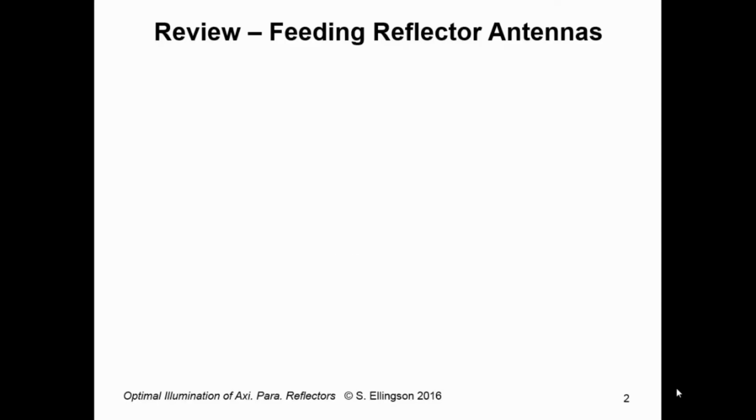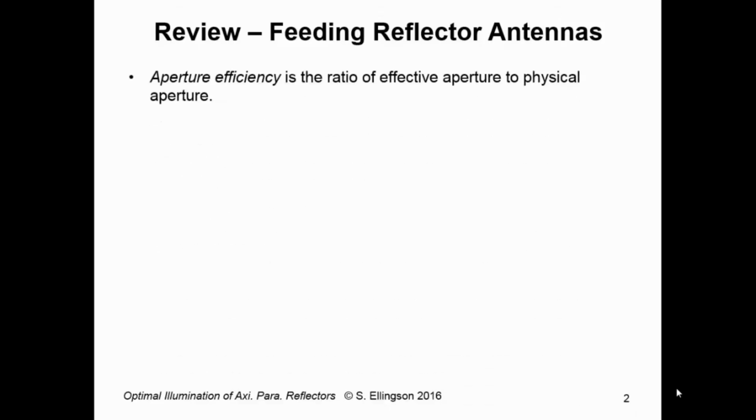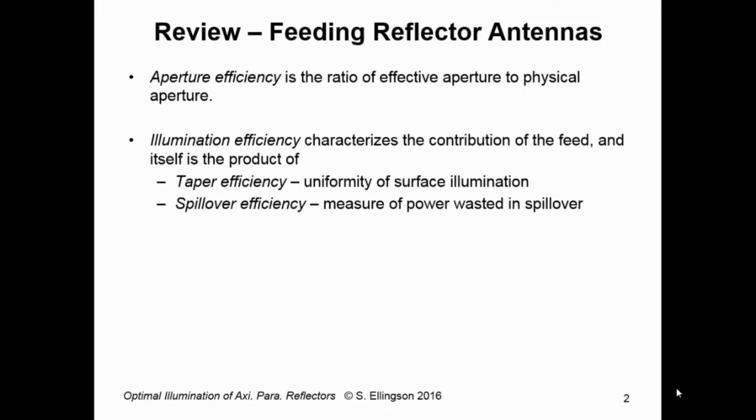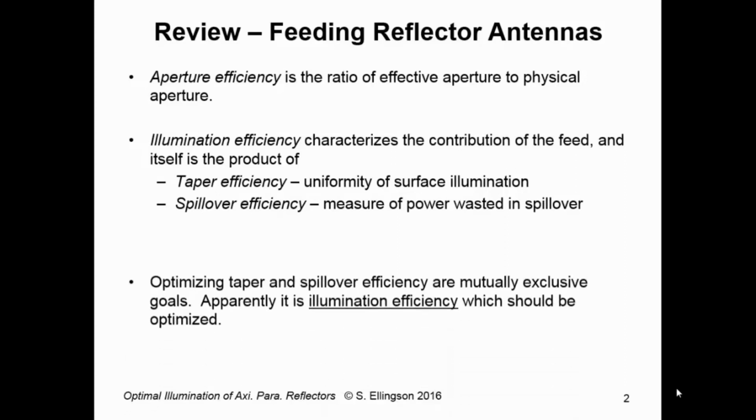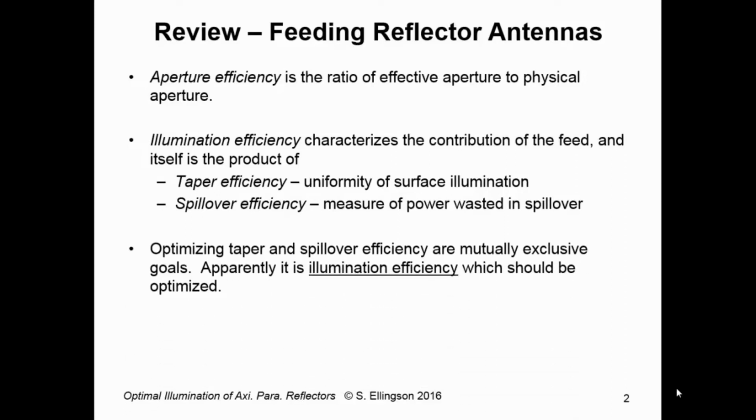First, a quick review of things we've already discussed concerning feeding of reflector antennas. First, a reminder that aperture efficiency is a ratio of effective aperture to physical aperture. Illumination efficiency characterizes the contribution of the feed, and itself is the product of two things: the taper efficiency, which concerns the uniformity of surface illumination, and spillover efficiency, the measure of power wasted in spillover. Optimizing taper and spillover efficiency are mutually exclusive goals. Apparently, it is the illumination efficiency which should be optimized.